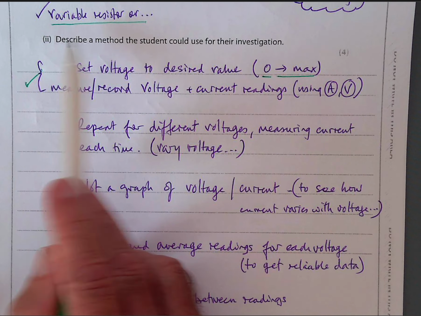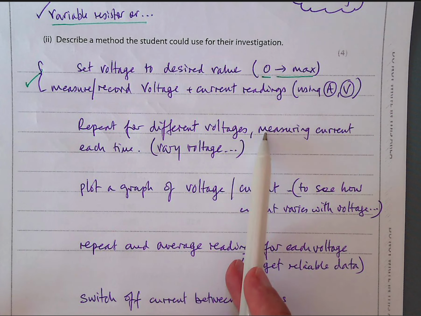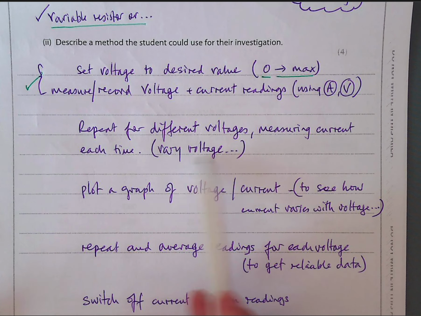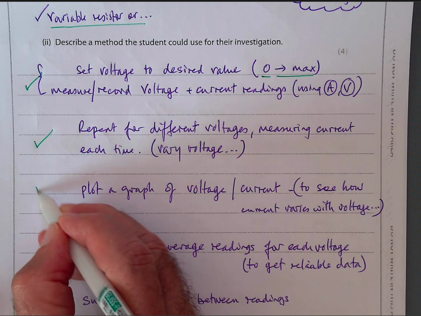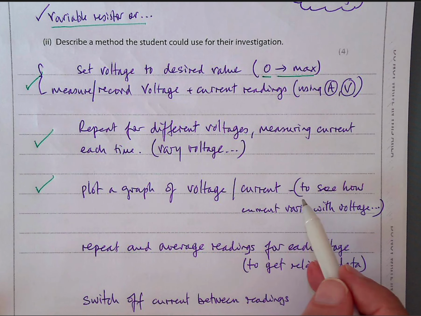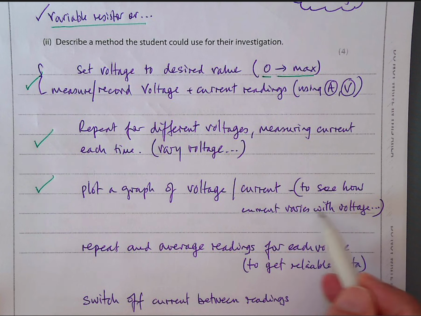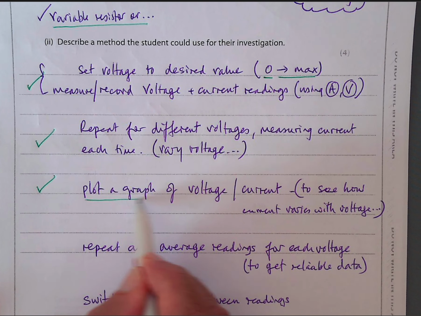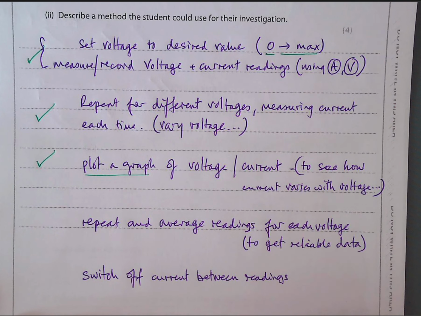Remember, the aim is to investigate how current varies with voltage. Well, for voltage to vary, you need the variable resistor in there. Repeat for different voltages. You don't have to say how. Measure the current each time. So as long as you've mentioned that you have to vary the voltage and then measure the current each time, you'll get your 2nd mark. I then say plot a graph of voltage against current. Obviously, a graph allows you to see the variation of current with voltage visually. That's why you always plot a graph. It's a visual representation of the answer to the question.